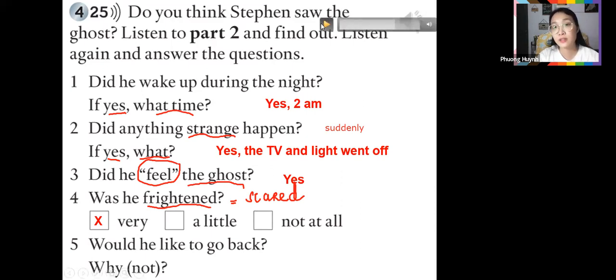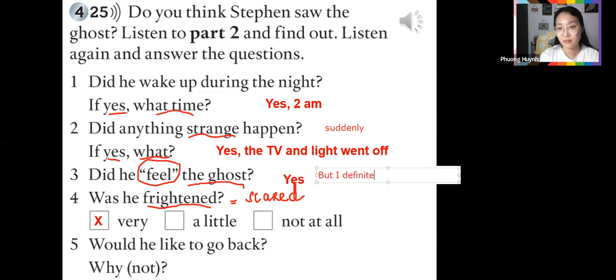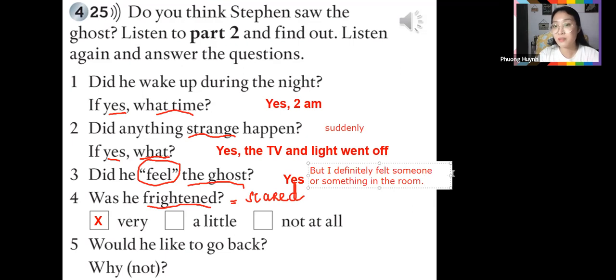So the question is, did you see the ghost? And he said, No, I didn't see the ghost, but I definitely felt someone or something in the room. The exact sentence he said uses the word definitely felt, meaning he was sure he felt someone or something in this room. So for sentence 3, we must say yes, because the question asks about feel, not see.